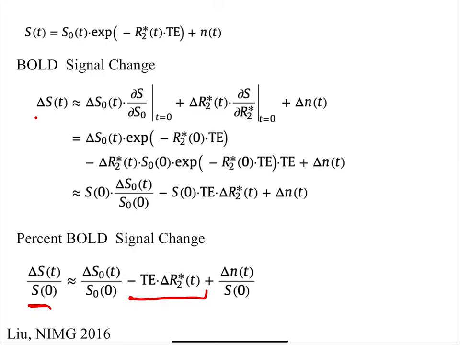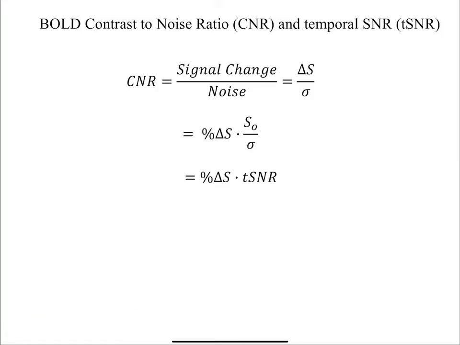Okay. So what we really care about is actually, the other thing we care about is what's called contrast to noise ratio. What you really care about when you're doing an experiment, when you do the statistics, is how much did the signal change versus my noise? Okay? So let's say the signal change is delta S and your noise is represented by some standard deviation of the noise. Okay?